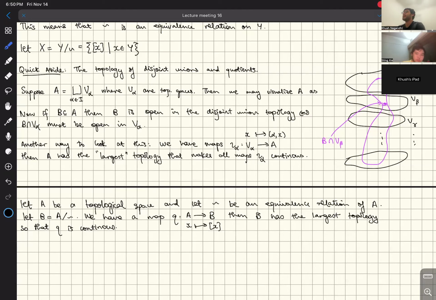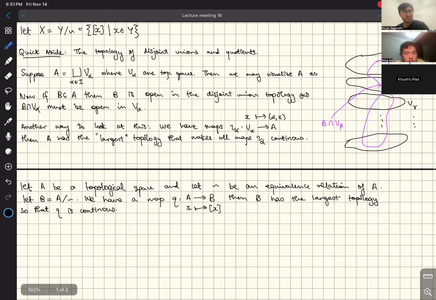And so we add the restriction that this has to be the biggest such topology that makes this happen. You might run into a situation where you have the discrete topology on B, and that might not make the map continuous. So that's too big a topology. So I hope that answers your question. Yeah. Thank you so much.